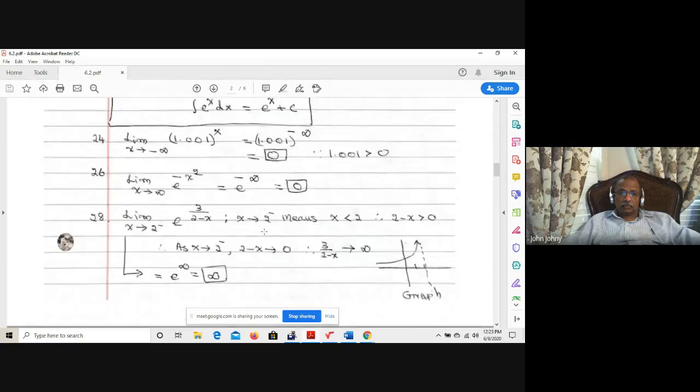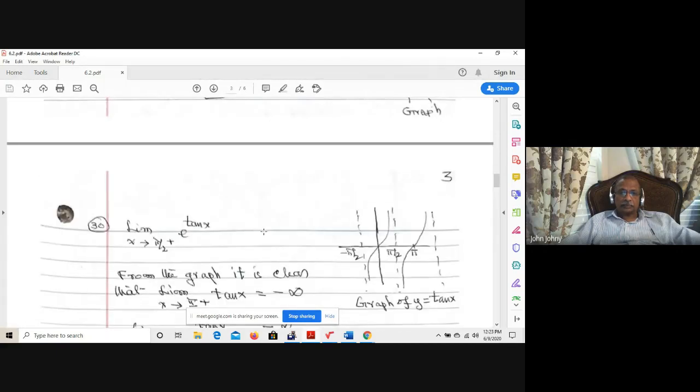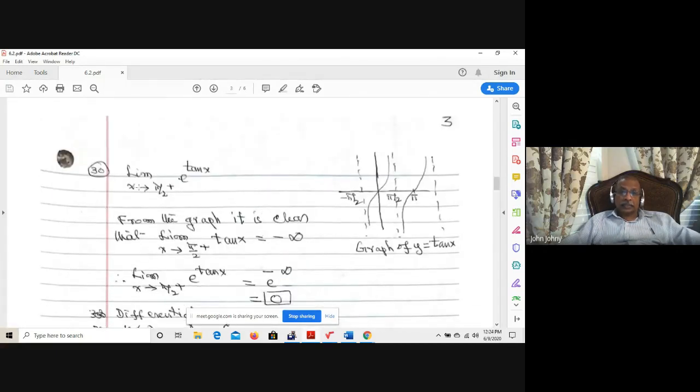And we have worked out number 2 up to 28. Okay. Now here it says the limit as x approaches pi over 2 plus of e to the tan x. So here is the graph of tan x, not e to the tan x. This is the graph of tan x. So tan x has a vertical asymptote at x equal to pi over 2, and it goes to infinity from the left, and to negative infinity from the right.